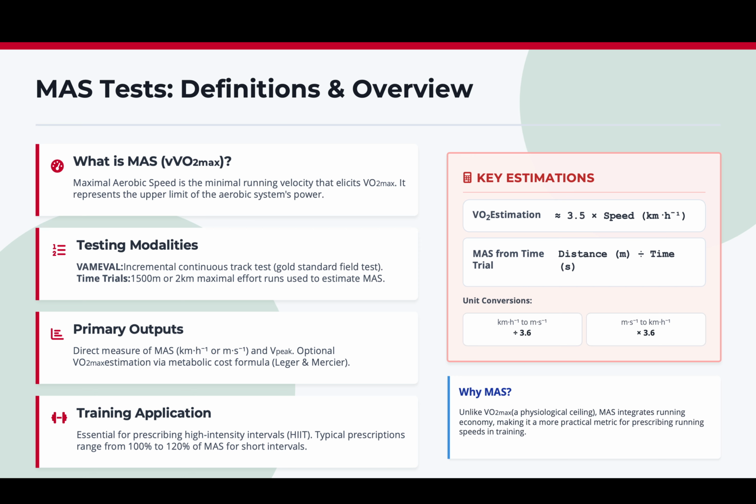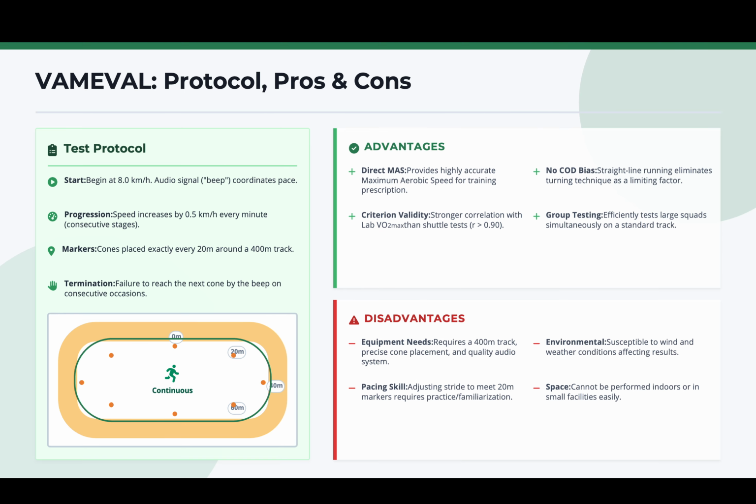Why the MAS? Unlike VO2 max, a physiological ceiling, MAS integrates running economy, making it a more practical metric for prescribing running speeds in training.